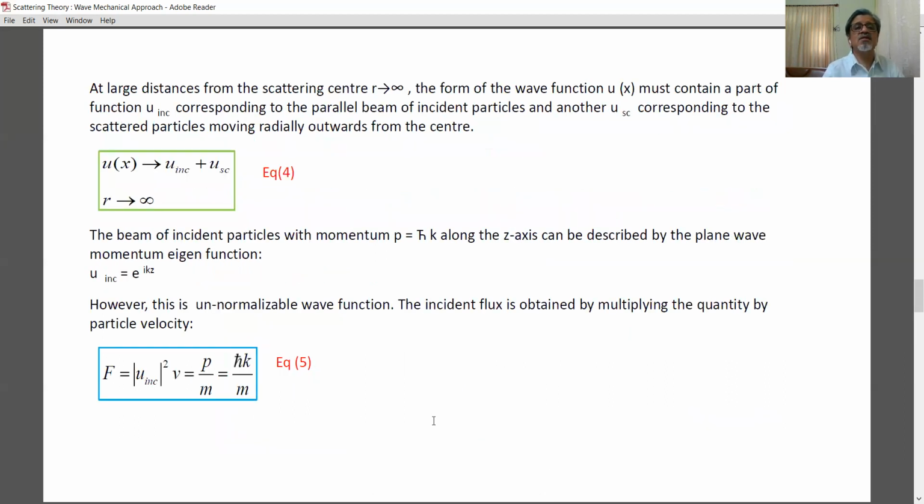Now, at large distances from the scattering center, as r tends to infinity, the form of the wave function u must contain two parts. One is the incident beam function, represented by u incident, corresponding to the parallel beam of incident particles, and another is u scatter, corresponding to the scattered particles moving outwards from the center. Again, we come to our particular equation, and that equation shows that the two beams are shown by this particular phenomenon. Now, let me come to the next slide.